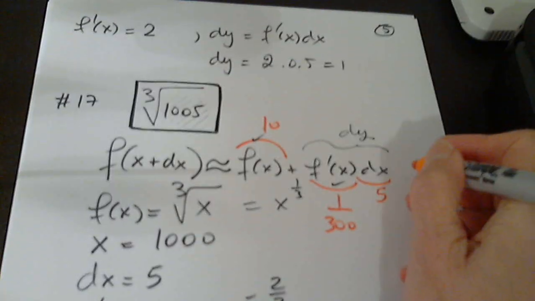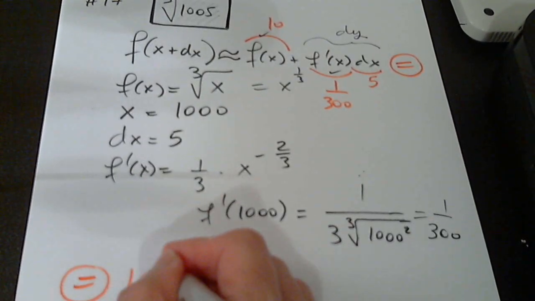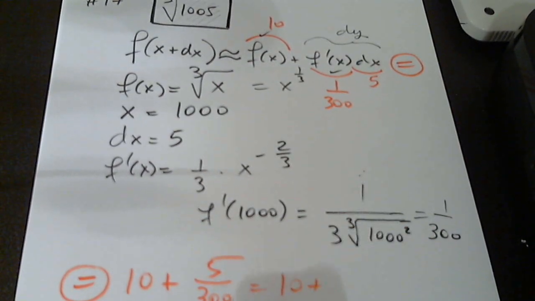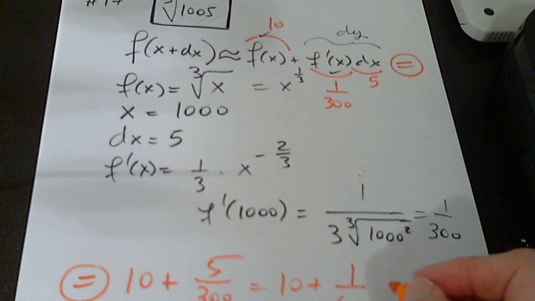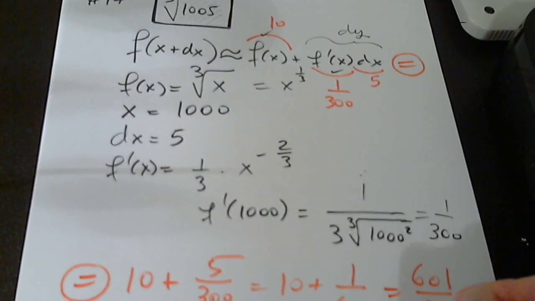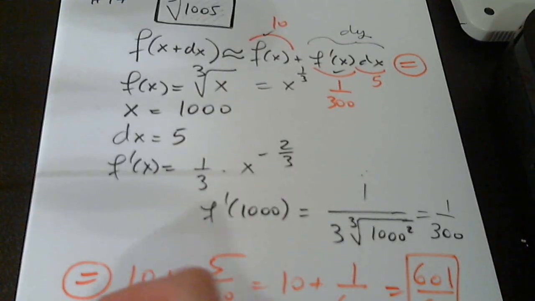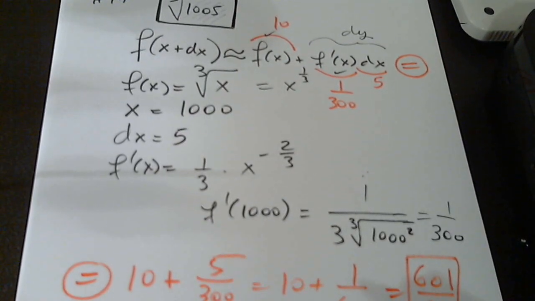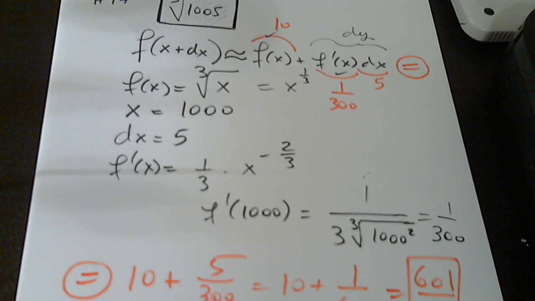So it's done. So from here, we jump over here with 10 plus 5/300, which is 10 plus, I simplify, 1/60, 600 plus 1, 601/60. I claim that the cube root of 1,005 is approximately 601/60. And you can say, show me. I will.